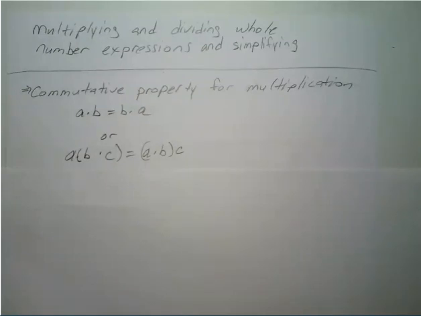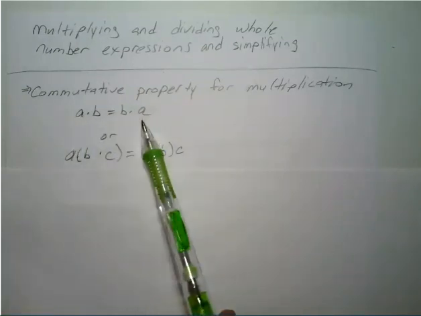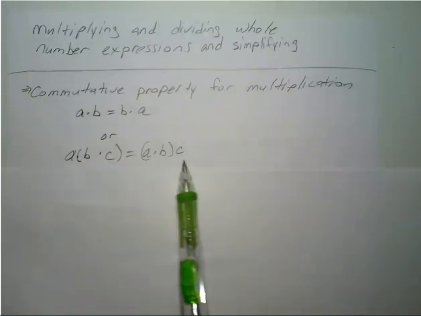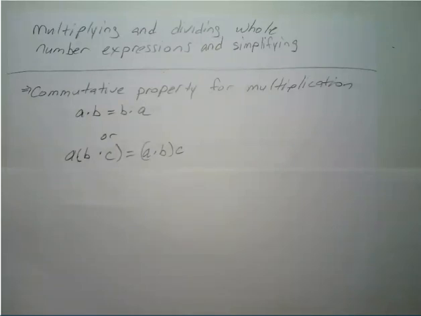Okay, and for that, it's A times B is equal to B times A, or A times B times C equals A times B times C. Okay, and again, commutative property, with addition and multiplication, just means you can shuffle them around. That's all it means. It's no more complicated than that. And just like before, if you think of commute, where you commute from home to work, it means you're moving from your home to your job. So commutative property means you're moving them around. That's how I'll remember it.